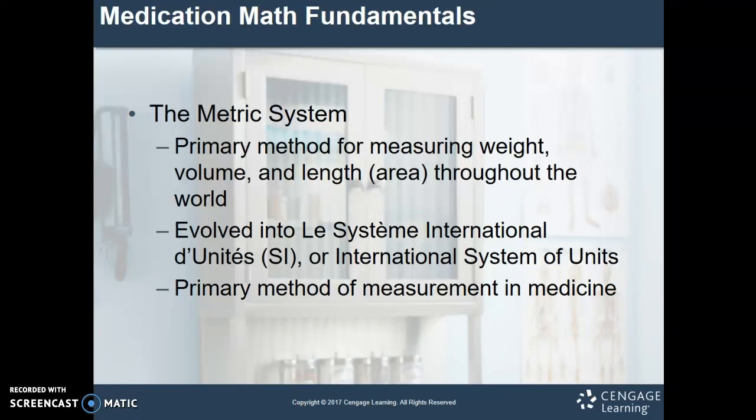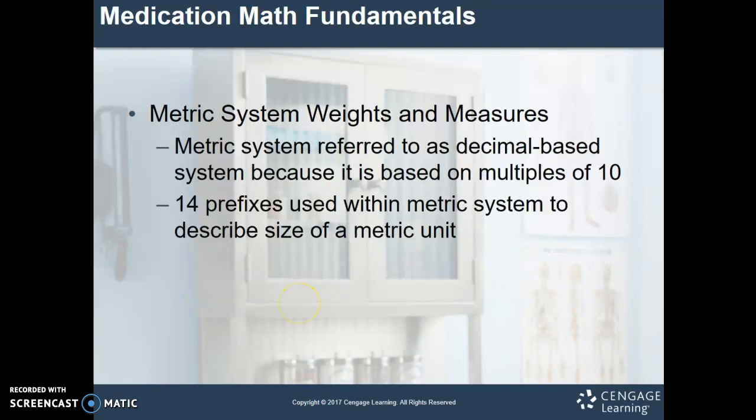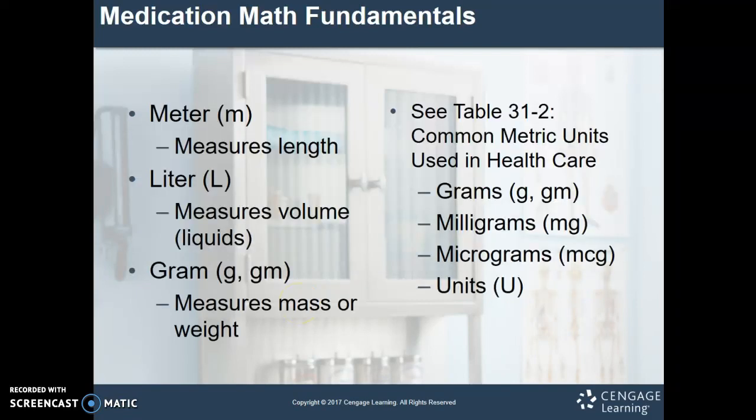It's a decimal system because it's based on multiples of 10, and it can be easily converted into other units by simply moving the decimal place. So table 31-1 lists common prefixes and their standard values, so become very familiar with those. The most common ones that we're going to use are micro, milli, and kilo. The three fundamental units used in the metric system measure volume, length, and weight, and that would be the meter, the liter, and the gram.